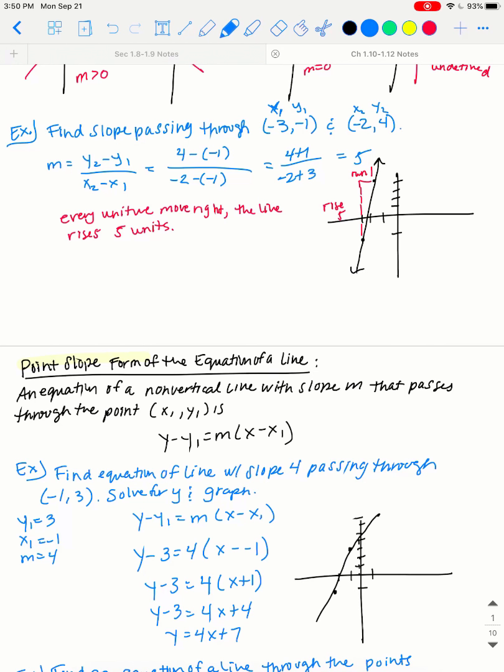So here's a graph of that. Our slope is 5, which really means 5 over 1, with 5 being the rise and 1 being the run. So I rise 5 units, 1, 2, 3, 4, 5, and I run 1. So this is my x1, y1, and this is my x2, y2 points.